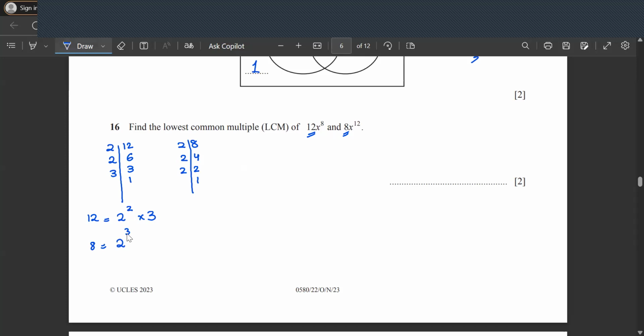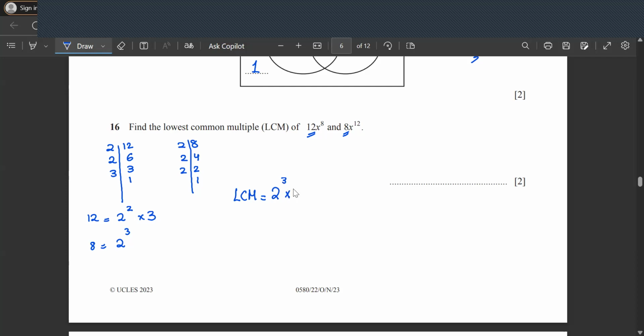No. Okay, how to find the LCM? First, take the common by the highest power. I have here 2 and 2, one of them 2 power 2 and one of them 2 power 3. So the highest power will be 2 power 3. Any problem? Then take the uncommon. What is the uncommon? I have only 3.